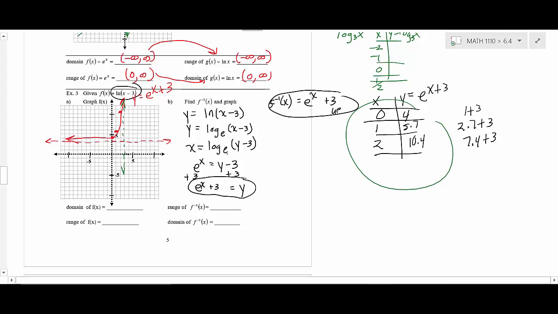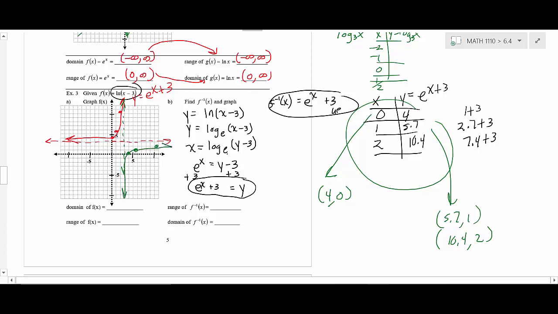So if you go over, this is going to become the point 4, 0. So just put a dot on 4, 0. This one is going to become the point 5.7, 1. You can just approximate that. And then you've got, let's see, 10.4 and 2. So if you go over 10.4 up 2, then you have a graph that kind of looks like this.